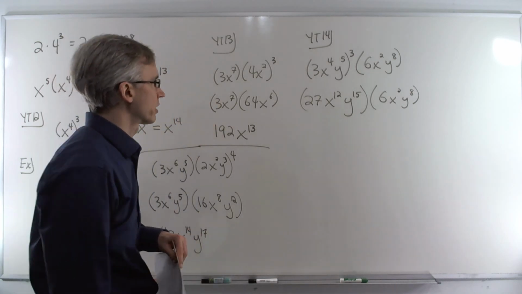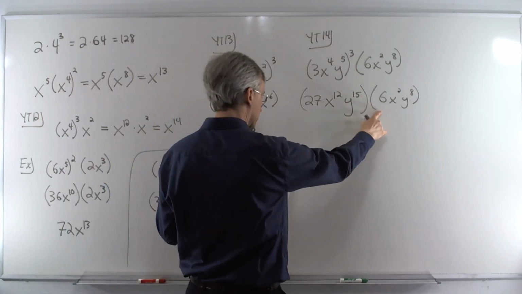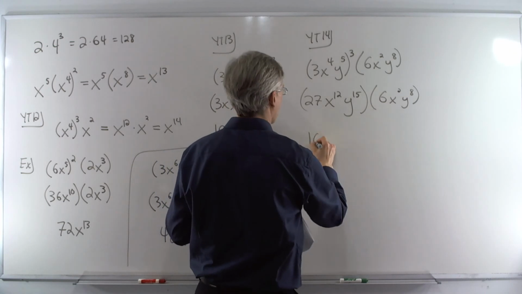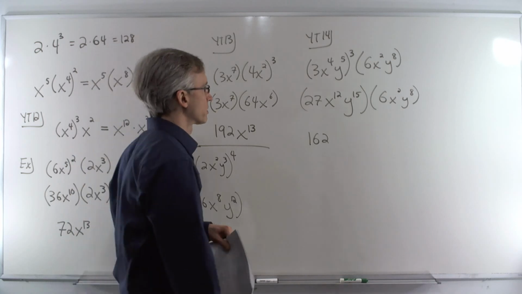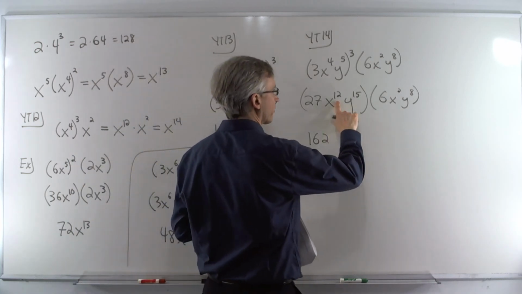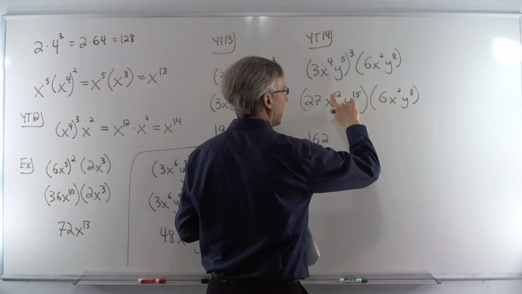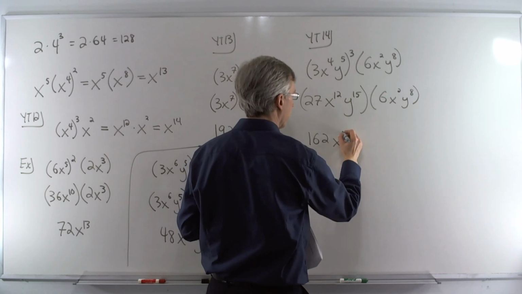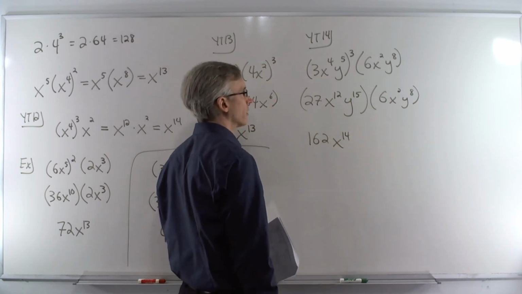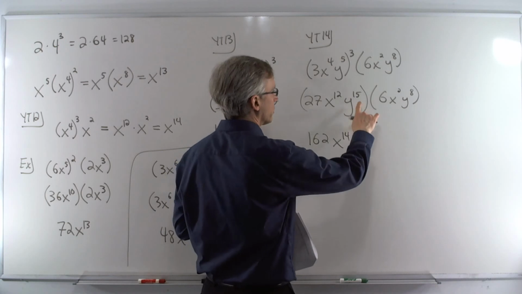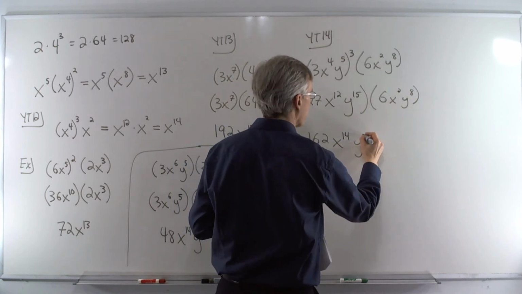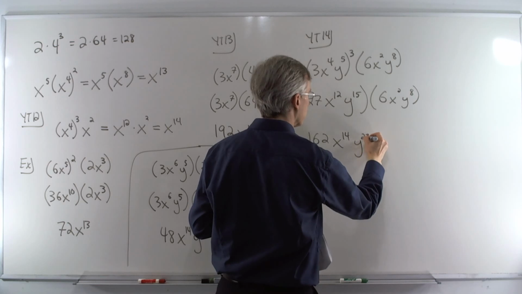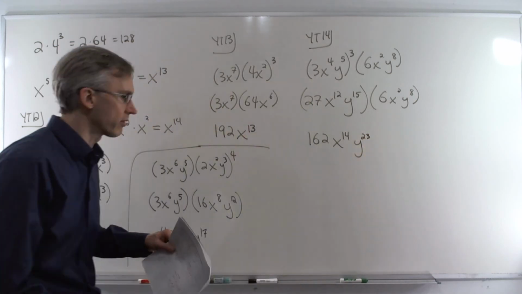All right, now we can multiply straight across. We get 27 times 6. That's 162. Now we'll multiply x to the 12th power times x squared. Add those exponents to get x to the 14th power. Then we'll do y to the 15th times y to the 8th. Add those to get y to the 23rd power. 162, x to the 14th, y to the 23rd.